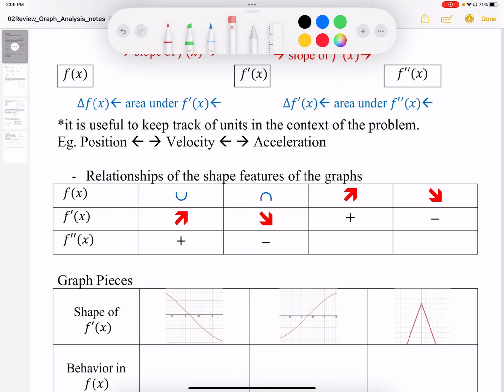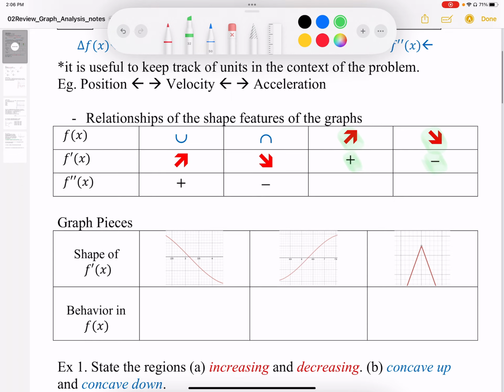And then there's this relationship between the derivative and the original function. A positive first derivative means sloping up. A negative first derivative means sloping down on the original function f. We can also relate these to the shapes of the graph.